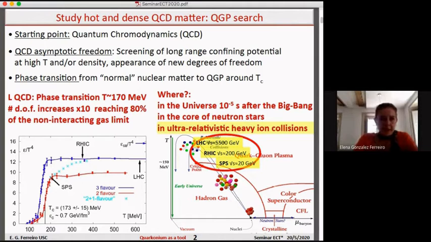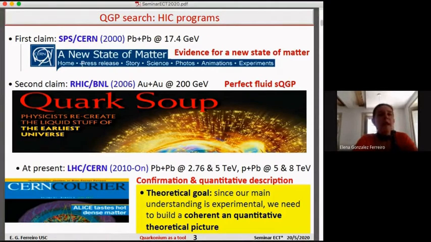A lot of people from the theoretical and experimental side have been working on this, and the quark-gluon plasma was firstly announced in 2000 by CERN. The first claim was obtained from data from SPS at around 20 GeV. They collided lead on lead, and they said that there was evidence of a new state of matter, this quark-gluon plasma, and one of the evidences was the suppression of the J/psi.